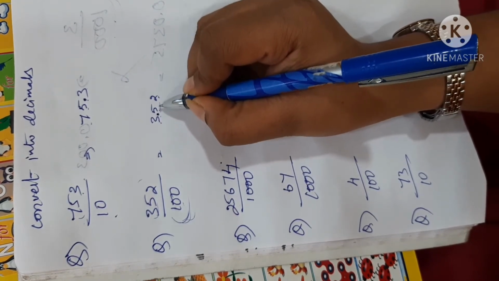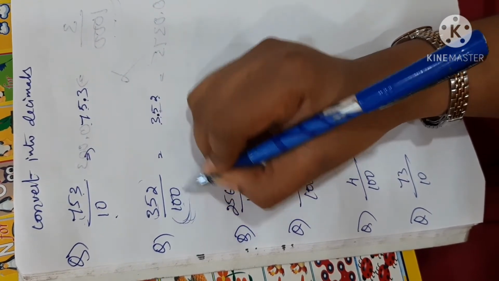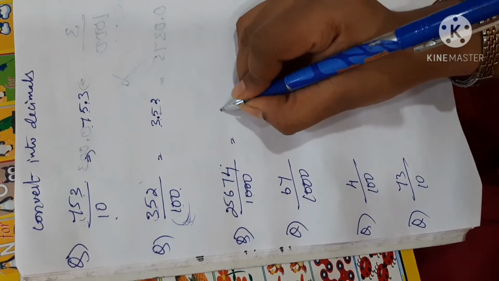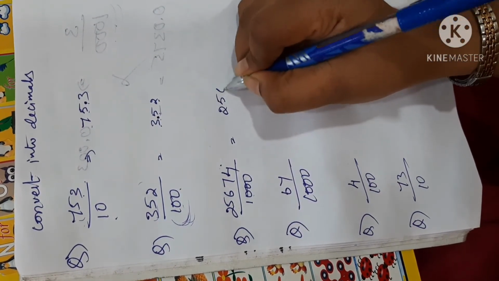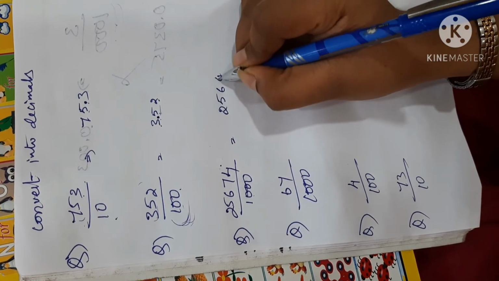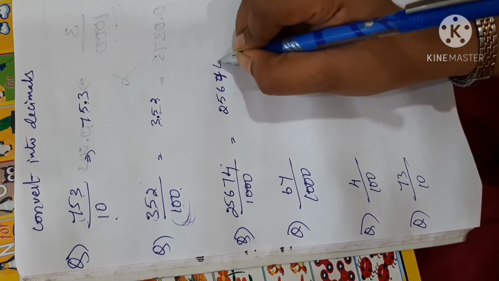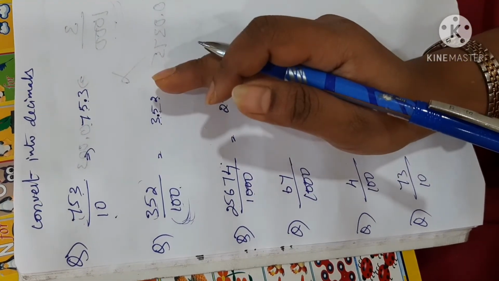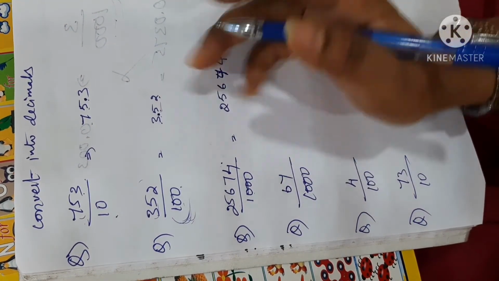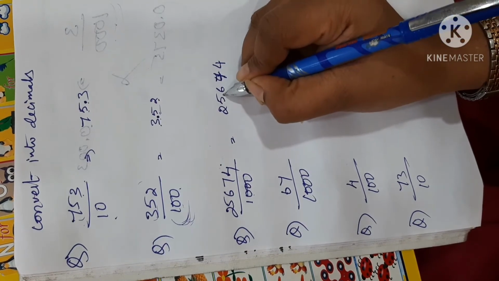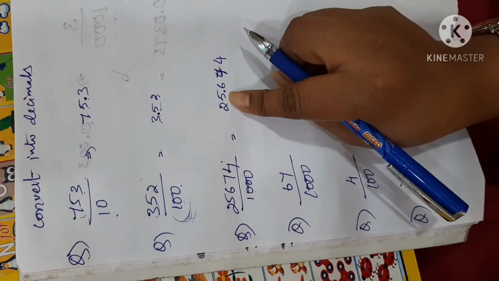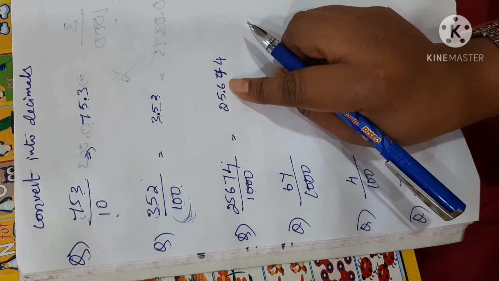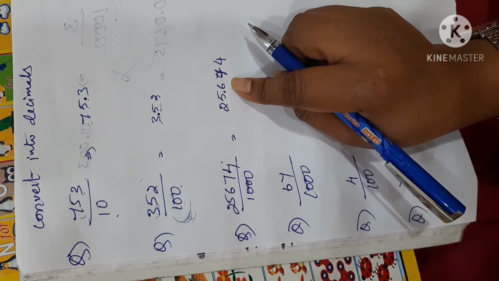The decimal part is 52 here. Why? Because it is divided by 100. Because it is divided by 1000, the next question, whatever numerator value is there, that you need to write. So because 1000 is there, you need to put the decimal point before 3 digits. 1, 2, 3. So 2.567 and 4 by 1000 gives 2567.4 by 1000. After the decimal point, you need to read the digits individually.